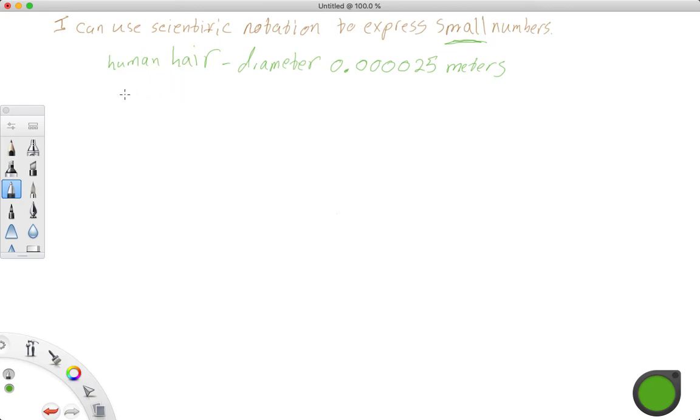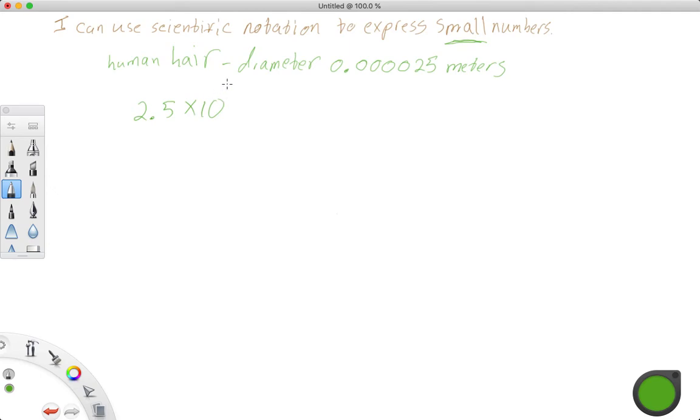All right, so we don't really want to write it this way because we don't want to have to write a whole bunch of zeros before 25. Remember, it has to be between 1 and 10. So we're going to use 2.5. We can't use 25 because 25 is greater than 10, and we can't use 0.25 because that's less than 1. So 2.5 is what we're going to start with, and we're still going to multiply it by 10.